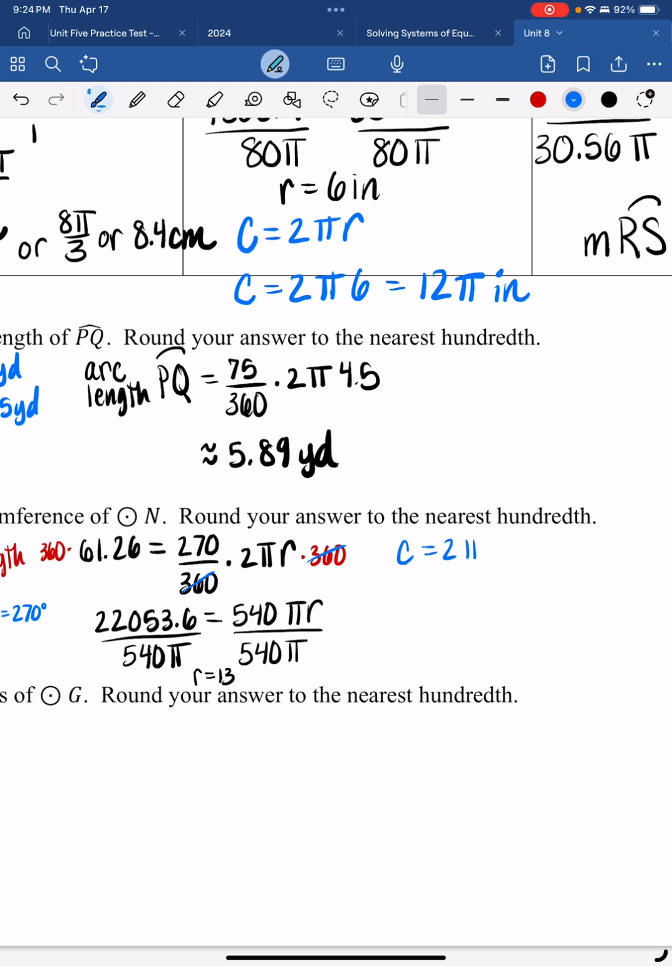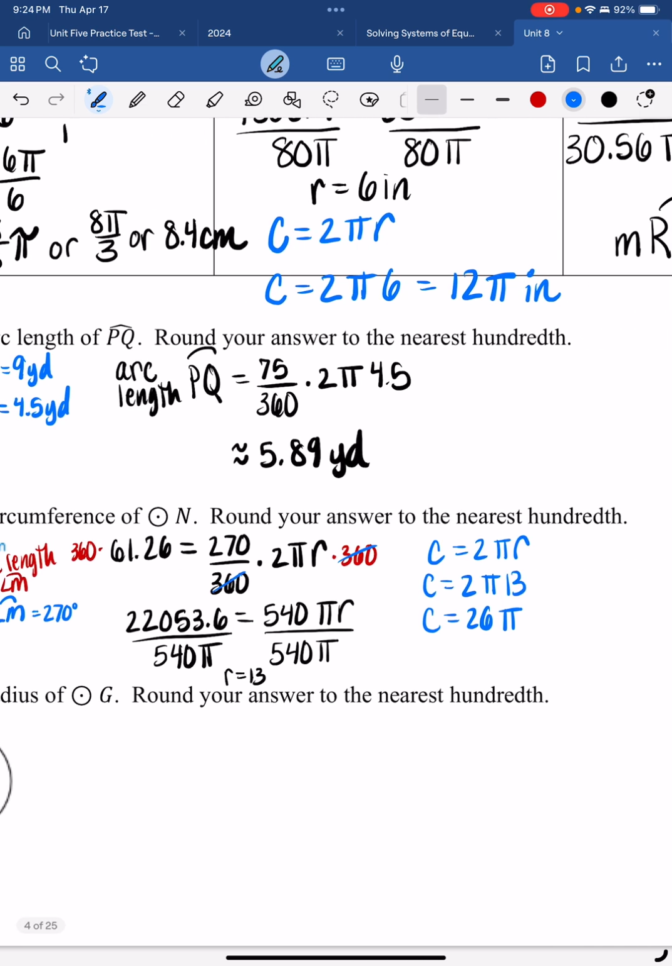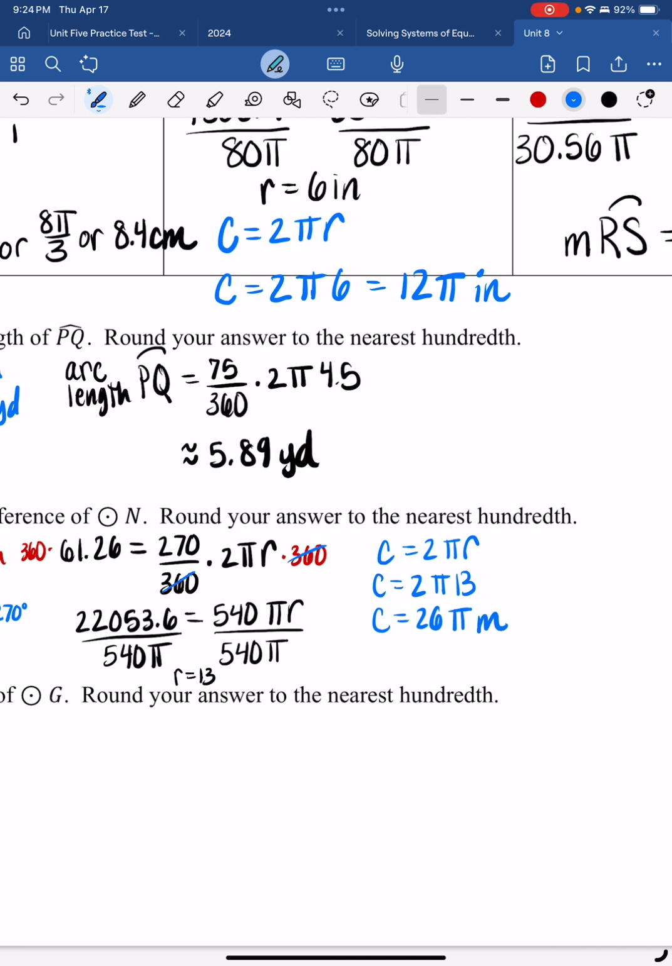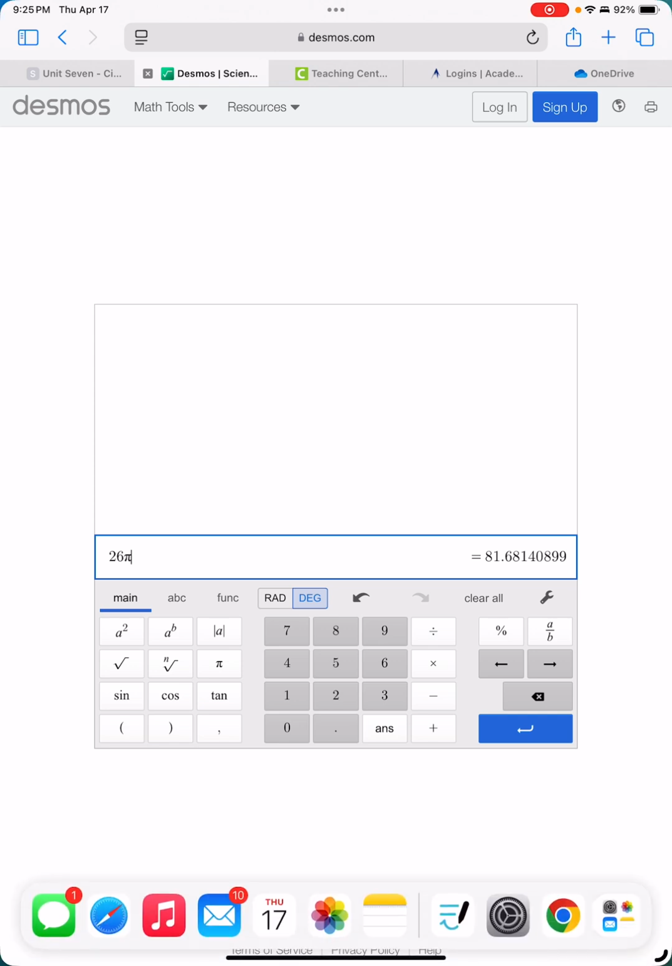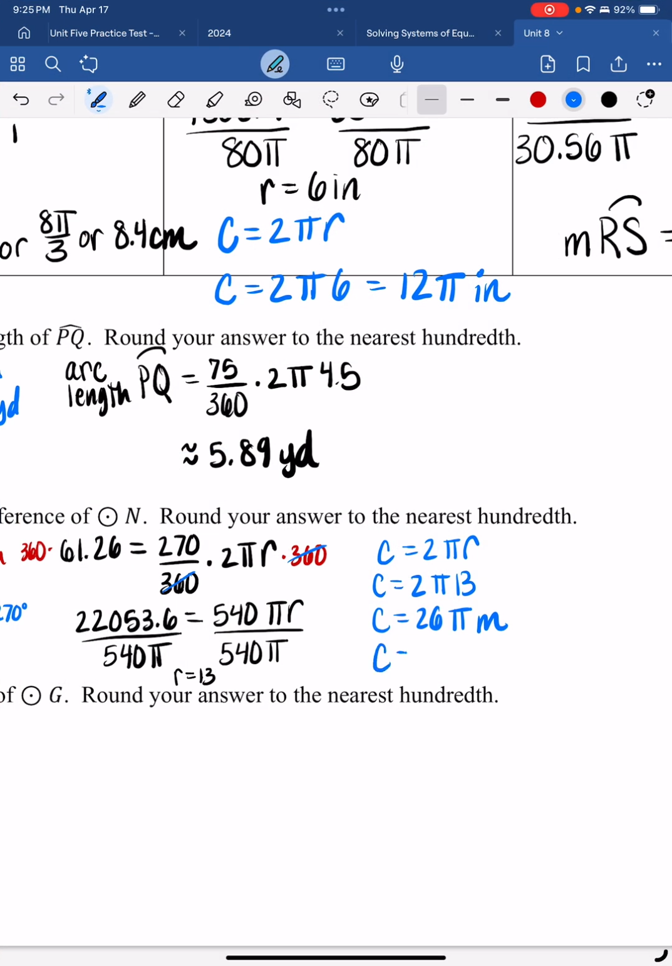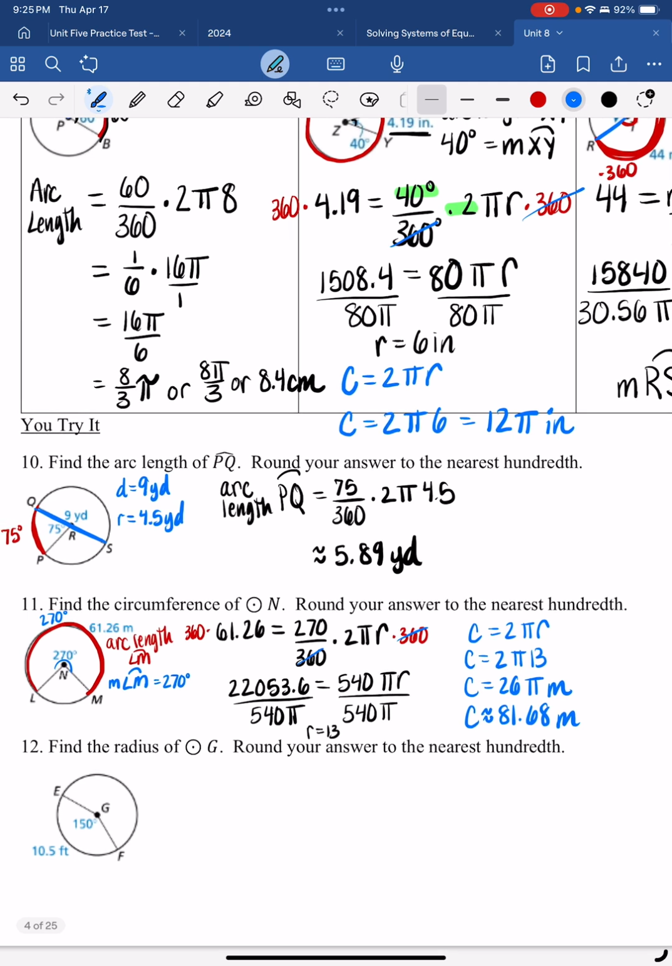Circumference is 2 pi r. So our circumference would be 2 times pi times 13. Our circumference would be 26 pi. And then how are we measuring? We're measuring in meters, and then we're asked to round to the nearest hundredth. So 26 pi to the nearest hundredth would be about 81.68. So about 81.68 meters would be the circumference of this circle, given this information here.